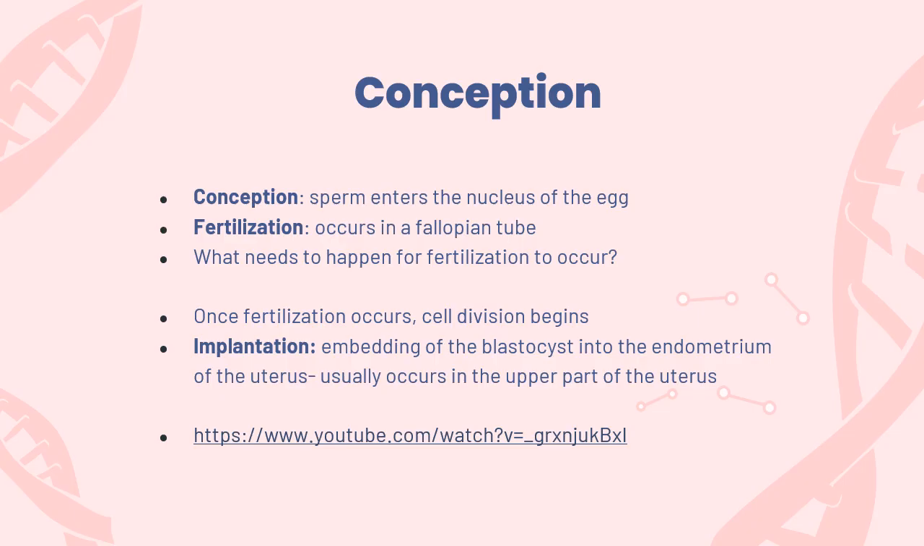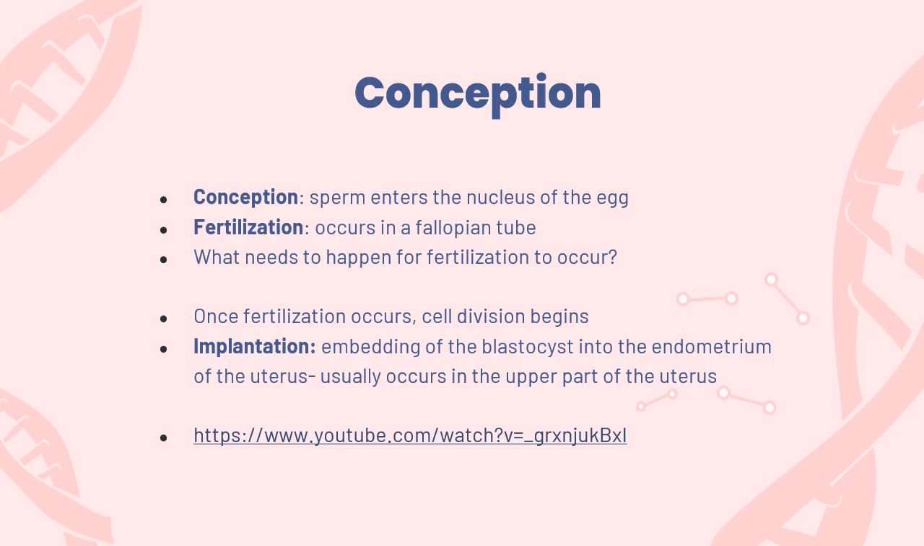Once fertilization occurs, the cell division begins immediately. And then you have implantation, which you have heard me say many times already, which is the embedding of that fertilized egg into the endometrium of the uterus, which usually occurs in the upper part of the uterus.